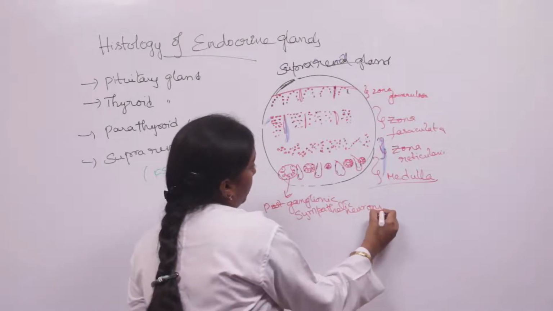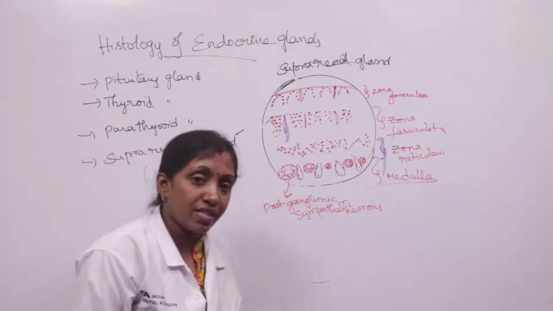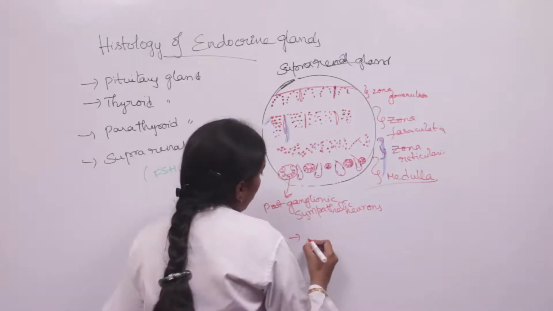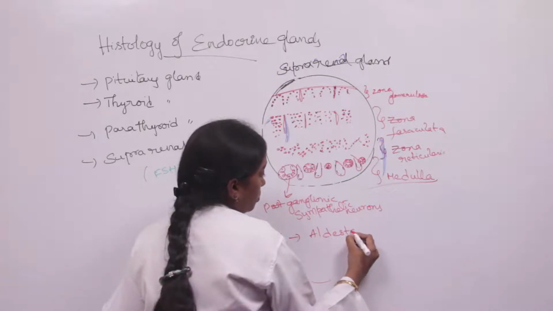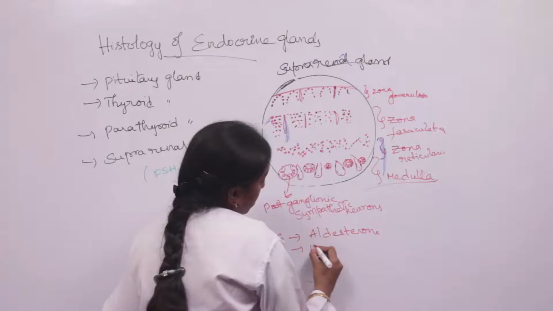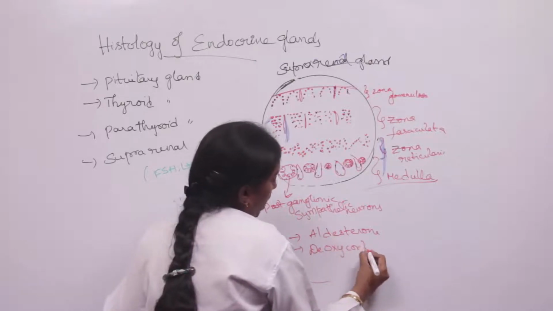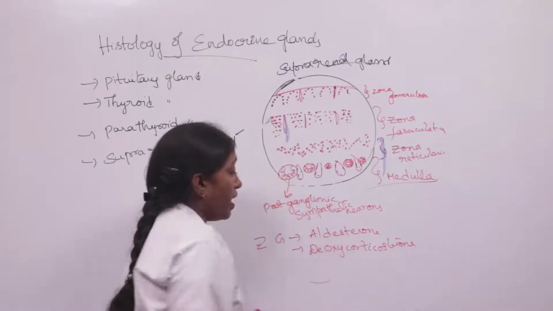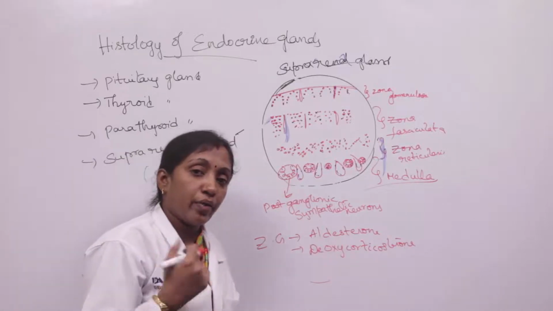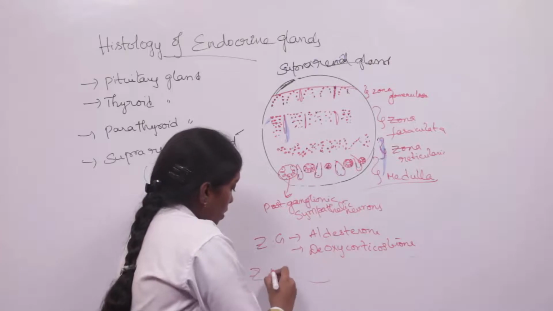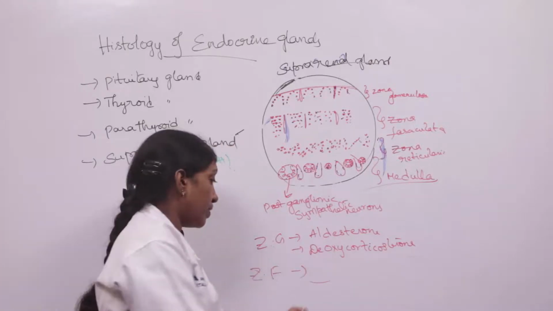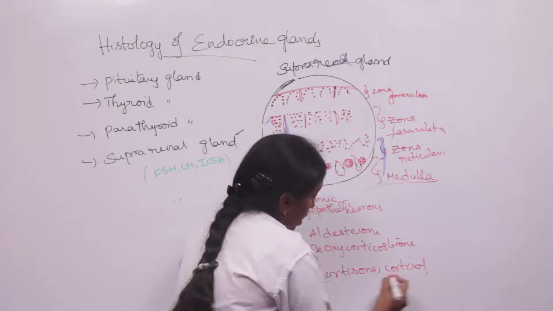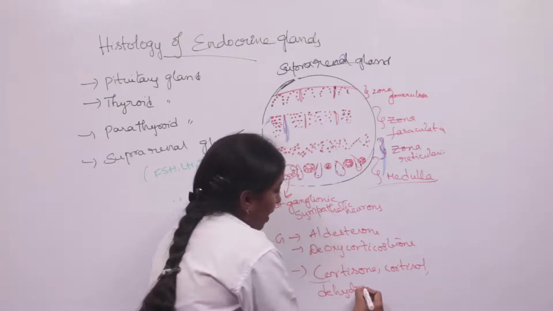Okay, so what are the hormones secreted by the zona glomerulosa? Zona glomerulosa secretes mineralocorticoids. They are aldosterone and deoxycorticosterone. Aldosterone and deoxycorticosterone maintain the water and electrolyte balance of the body. And zona fasciculata secretes glucocorticoids like cortisone and cortisol. It also secretes dehydroepiandrosterone.